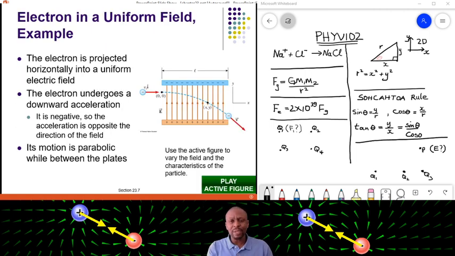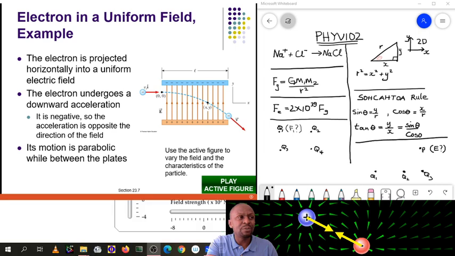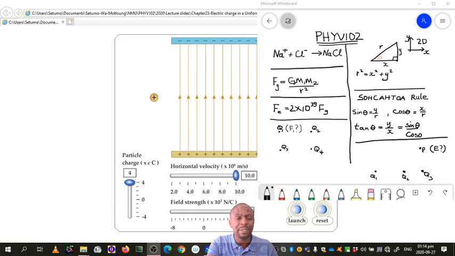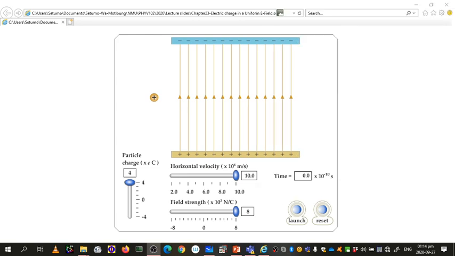Now, I just want to show you this. I just want to play you this simulation before I pause, so that we can all understand what is happening when you put these charged particles in the region of the electric field. All right, good. Now in this case, I just want to take it up a little bit.